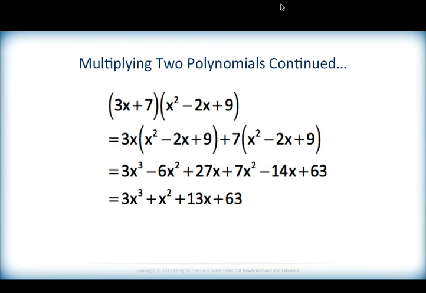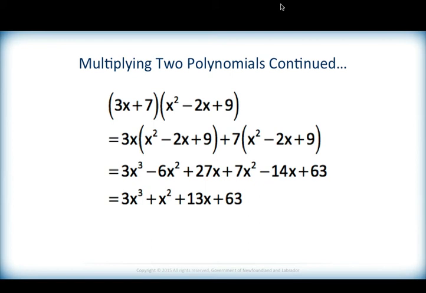There is no more x cubed term, so we're just going to leave it as 3x cubed. Next, if you notice, we have a negative 6x squared and a positive 7x squared. We're going to combine those, and that's going to give us a positive 1x squared. Then we have 27x and a negative 14x. When we combine those, we get a positive 13x, and there's only one constant term of positive 63. So our solution for this multiplication is 3x cubed plus x squared plus 13x plus 63.